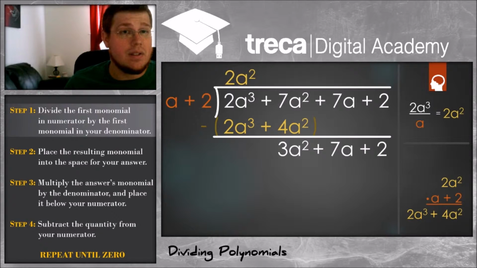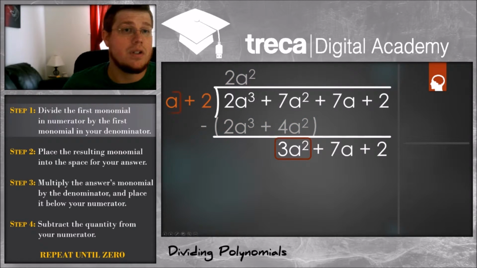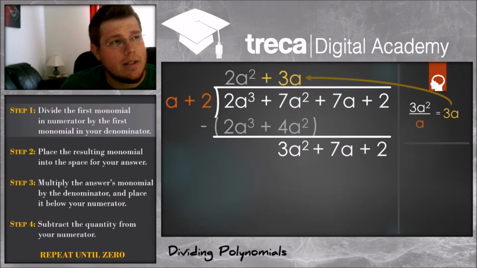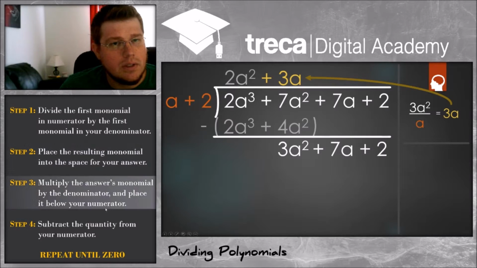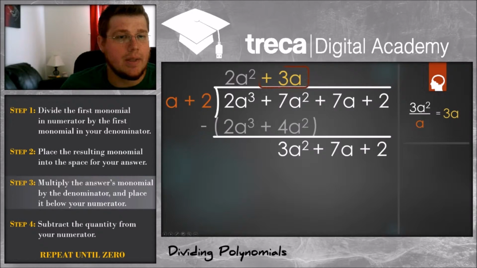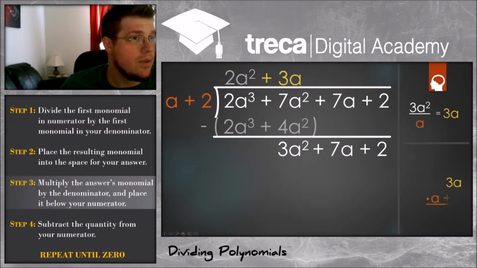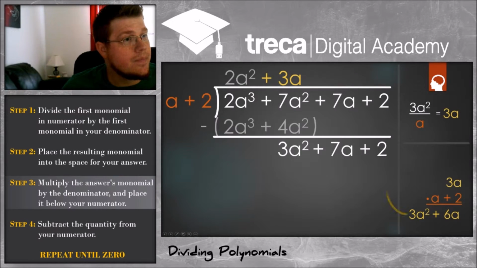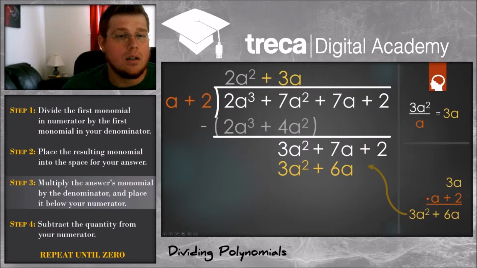Now we're going to repeat this until it's 0. So the next thing we're going to do is divide the first monomial in the numerator by the first monomial in the denominator. Now, this is our new first monomial. So we are going to divide 3a squared by a. It gives us 3a. So we're going to put that in our answer area, which is step 2. And for step 3, we're going to multiply that by the monomial in the denominator. 3a times a plus 2. 3a times a, 3a squared, plus 3a times 2 is 6a. I'm going to put that right underneath our numerator. And then we're going to subtract that quantity.